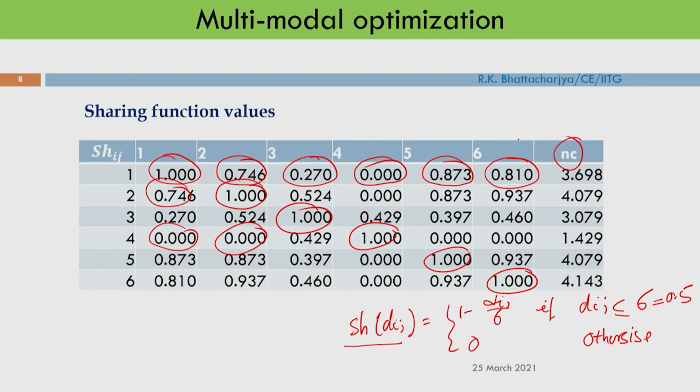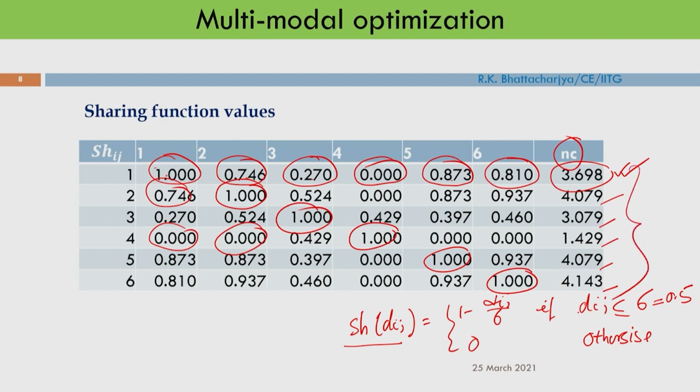Now, what is the niche count, NC? This is the summation of all the sharing function values. So, if I add all these things, 1 plus 0.746 plus 0.27 plus 0.873 plus 0.810, I should get 3.698. This is the summation of sharing function values from 1 to 6, and for the next you are getting 4.079, here 3.079, here 1.429, here 4.079, and here 4.143.